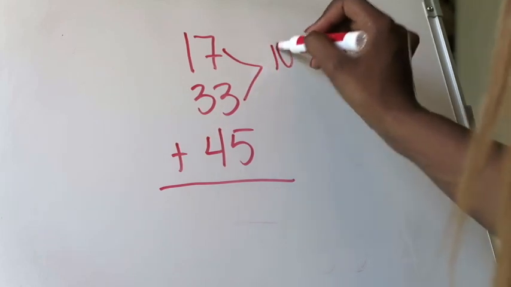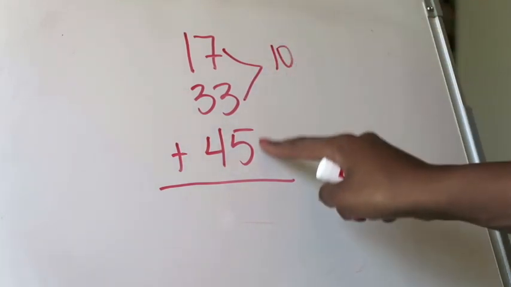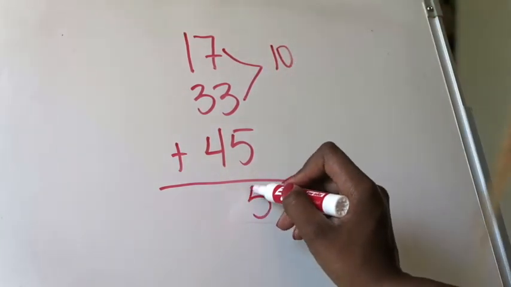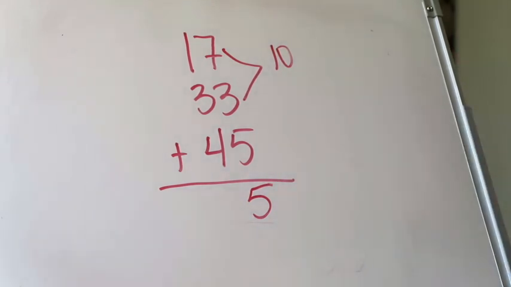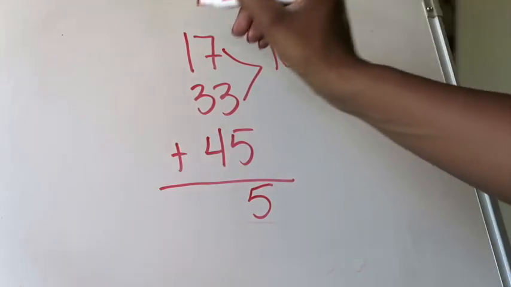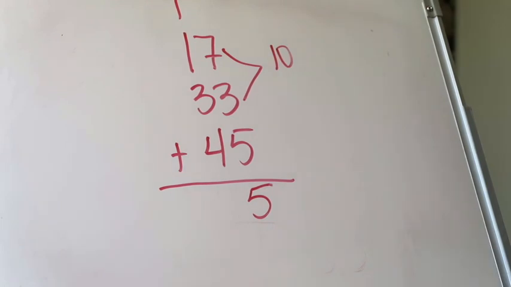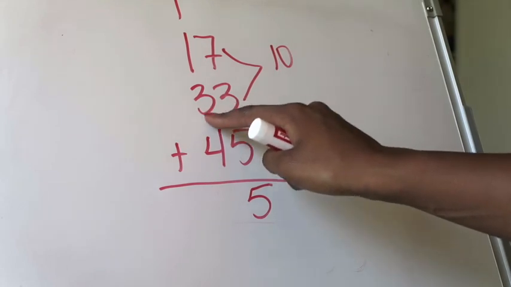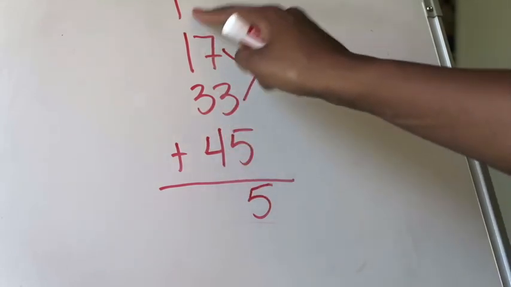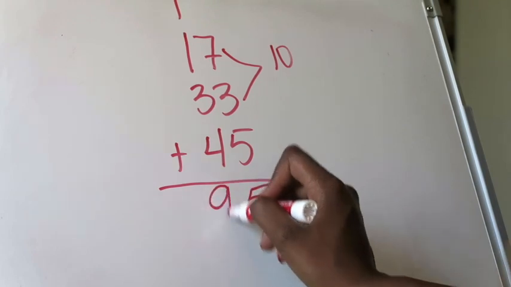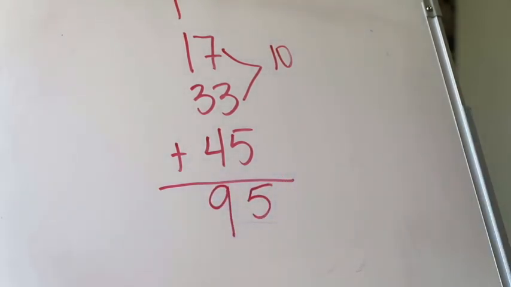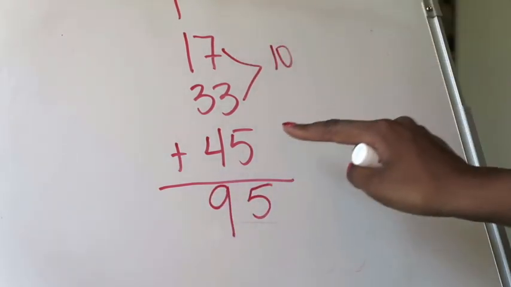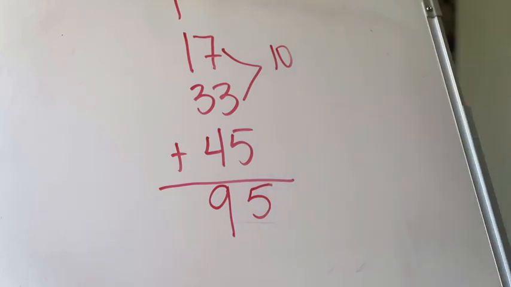There's a nice 10. And I can just take 10 plus 5. That's super easy. That's going to be 15. So I'm going to put down my 5 ones from the number 15. I'm going to regroup the 10 from the number 15. And then I'm going to add my tens place. So I have 1 plus 3, which is 4. 4 plus 4 is 8. Plus the one that I regrouped up there is 9. So that tells me that the sum of 17 plus 33 plus 45 is going to be 95.